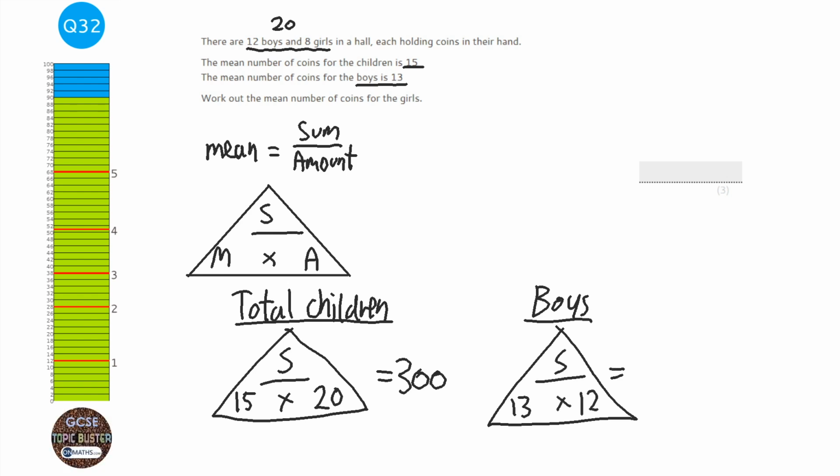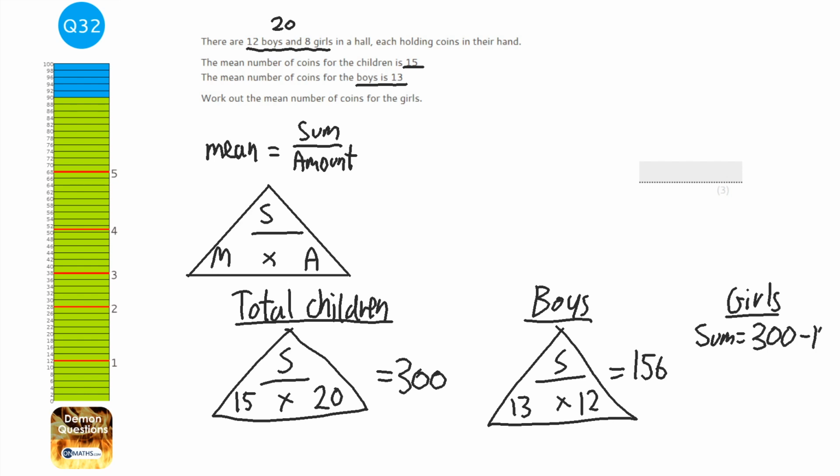So we'll do 13 times 12, which is 156. So to work out the sum of the girls, we're going to do the sum of all the children, which is 300, take away the sum of the boys, which is 156. So we'll do 300 take away 156, which is 144. So we know what the girls add up to, because if the boys add up to 156 and the total children adds up to 300, then the girls must add up to 144.